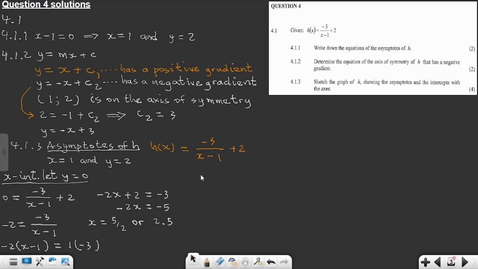Now let's get the y-intercept. To get the y-intercept, you let x equal to 0. You know that at the y-intercept, x is equal to 0.